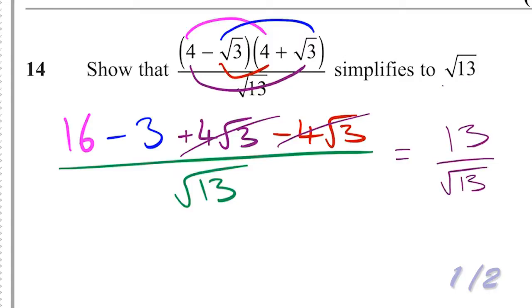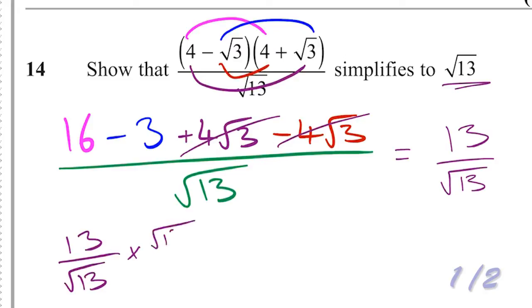Now we need to show that this simplifies just down to root 13, so we're going to have to rationalize the denominator. We've got a surd on the bottom, an irrational number. We need to rationalize the bottom part of the fraction, make it a rational number. So we start off with 13 over root 13.